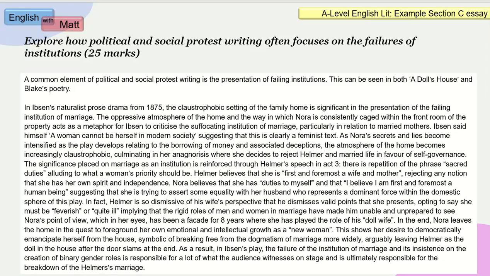In the end, Nora leaves the home in the quest to foreground her own emotional and intellectual growth as a new woman. This shows her desire to democratically emancipate herself from the house, symbolic of breaking free from the dogmatism of marriage more widely, arguably leaving Helmer as the doll in the house after the door slams at the end. As a result, in Ibsen's play, the failure of the institution of marriage and its insistence on the creation of binary gender roles is responsible for a lot of what the audience witnesses on stage, and is ultimately responsible for the breakdown of the Helmers' marriage.